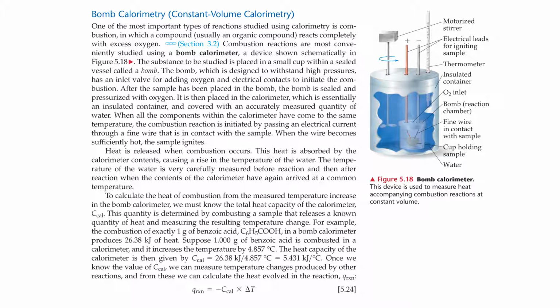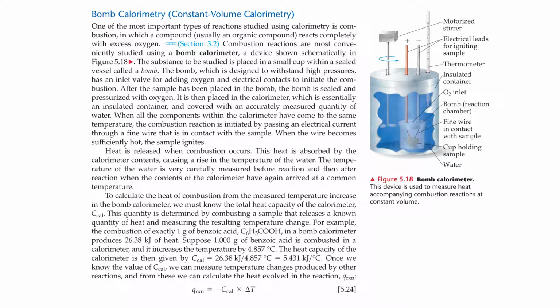Bomb calorimetry. Constant volume calorimetry. One of the most important types of reactions studied using calorimetry is combustion, in which a compound, usually an organic compound, reacts completely with excess oxygen. Combustion reactions are most conveniently studied using a bomb calorimeter, a device shown schematically in Figure 5.18. The substance being studied is placed in a small cup within a sealed vessel called a bomb. The bomb, which is designed to withstand high pressures, has an inlet valve for adding oxygen and electrical current to initiate a combustion. After the sample has been placed in, the bomb is sealed and pressurized with oxygen.